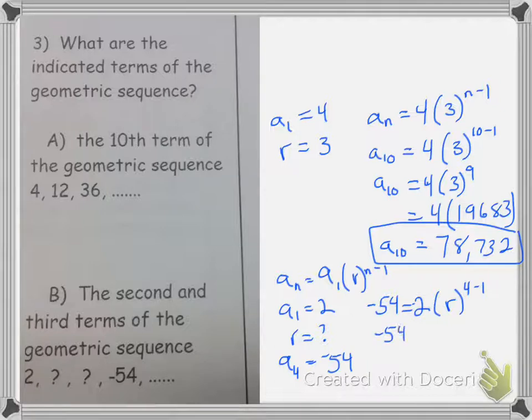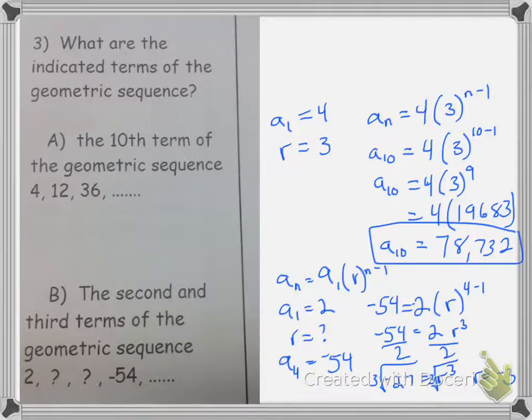4 minus 1 is 3. Okay, and to solve for r, first divide by 2. I get negative 27 is equal to r cubed. And how do I get r out of this? Because r is being cubed, the inverse operation would be to take the cube root. And then r is equal to negative 3. What that means, when your r is a negative, what's going to happen every time you multiply by it?